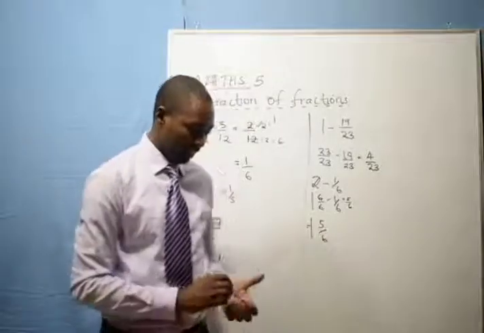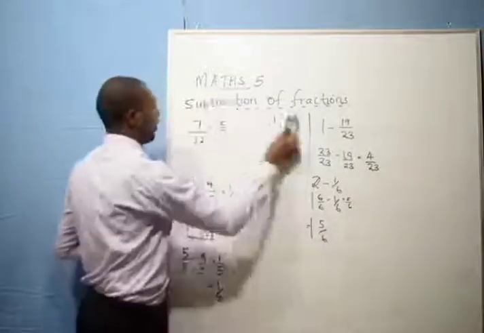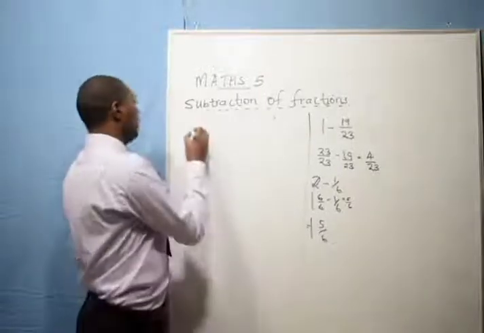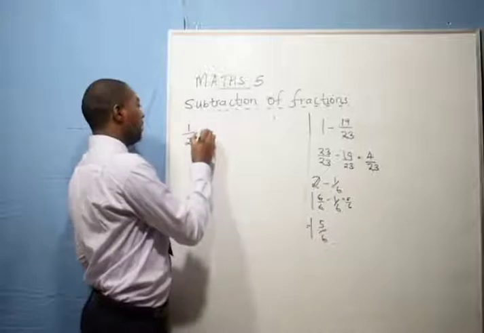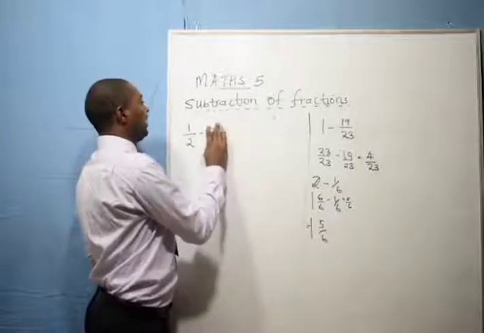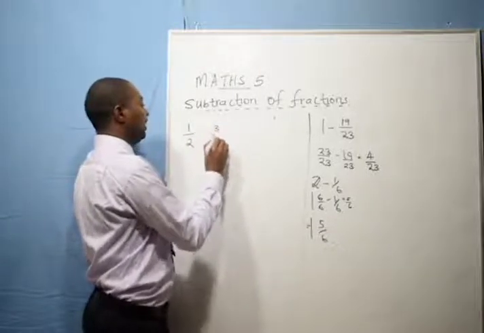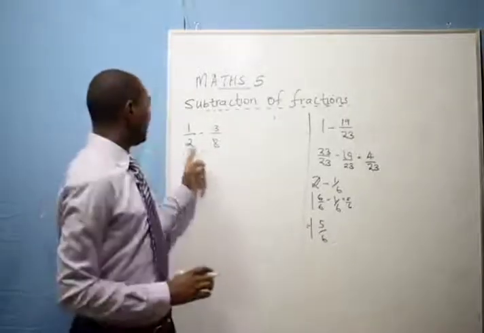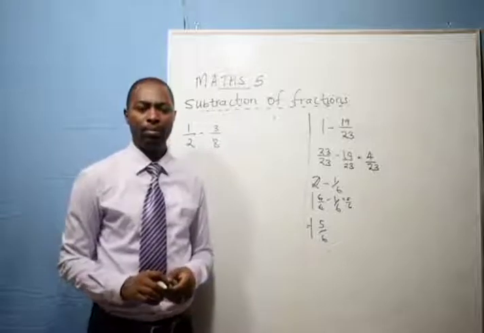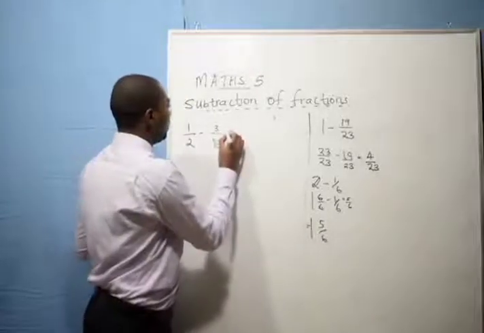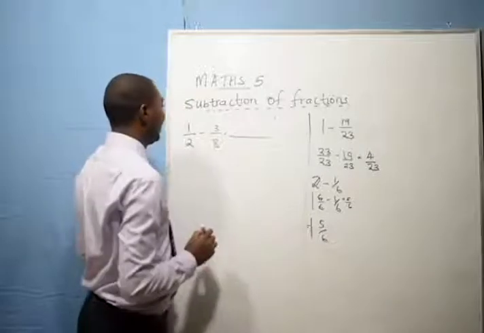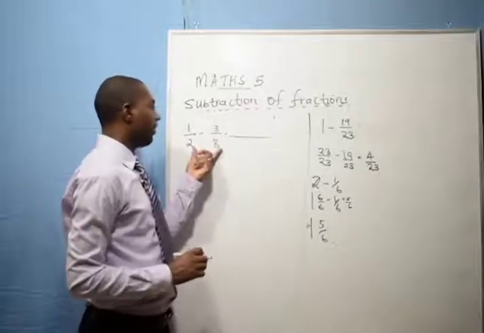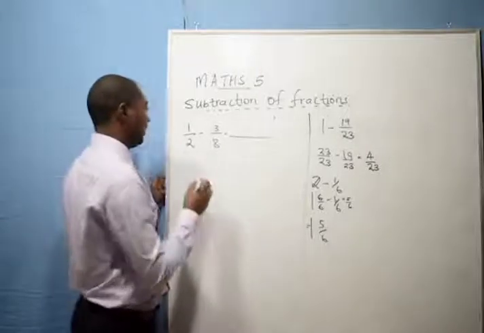Great. Now, the last bit of these quizzes. We have such questions where you're given a half minus 3 out of 8. This question is a bit technical. Why? The denominators are not the same. What do you do now? You simply look for a common number. That is the LCM, as we learned.